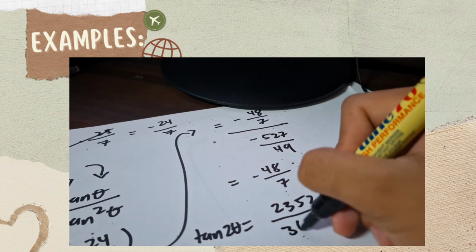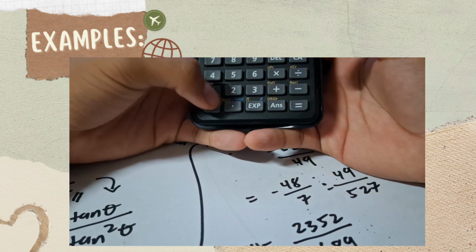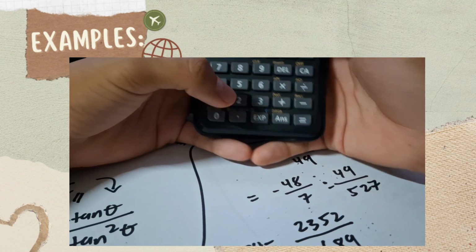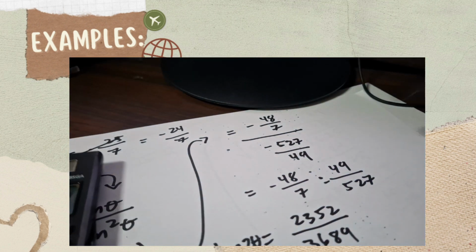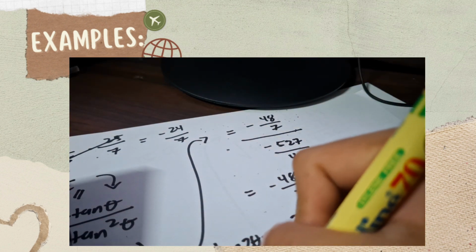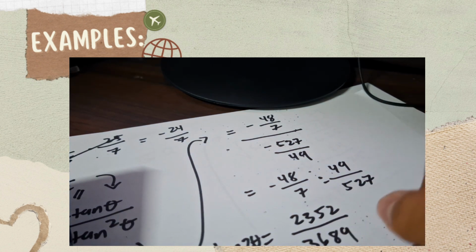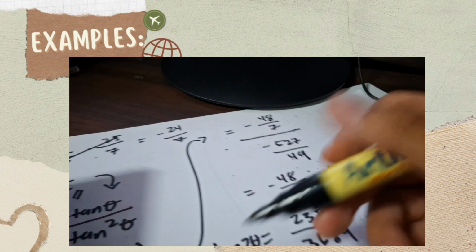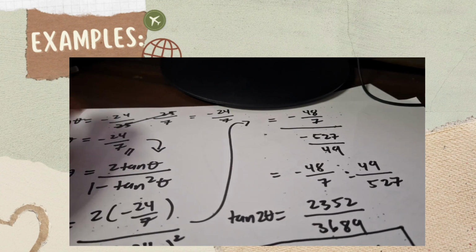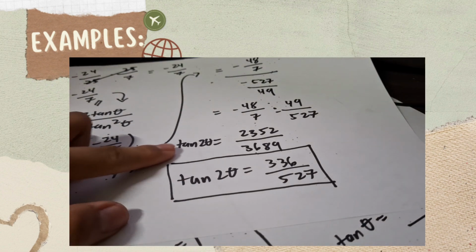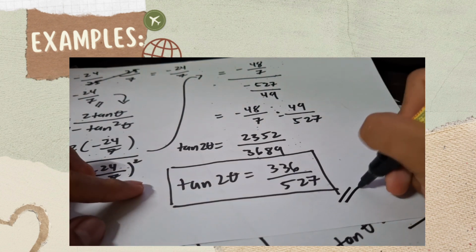So we just have to multiply these and it will become 2352 all over 3689. And when we input it in the calculator to double check if there is no lower term, our final answer simplified will become 336 over 527. So that will be our final answer for this example. This is the final answer when solved. This is the simplified, the lowest term answer. So this will be our final answer.